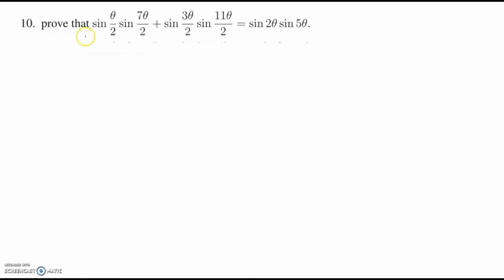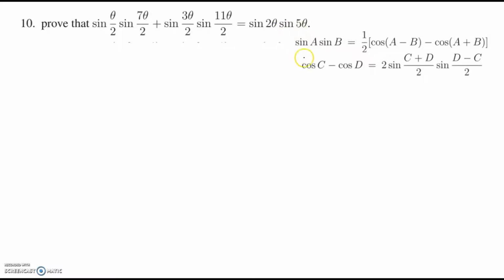Question number 10. Prove that sine theta by 2 sine 7 theta by 2 plus sine 3 theta by 2 sine 11 theta by 2 is equal to sine 2 theta sine 5 theta. The formulae that we will be using here are these two. So let's apply the first formula onto the left hand side of the given problem. So the first part of the problem here is sine theta by 2 sine 7 theta by 2. Let A be 7 theta by 2 and B be theta by 2.